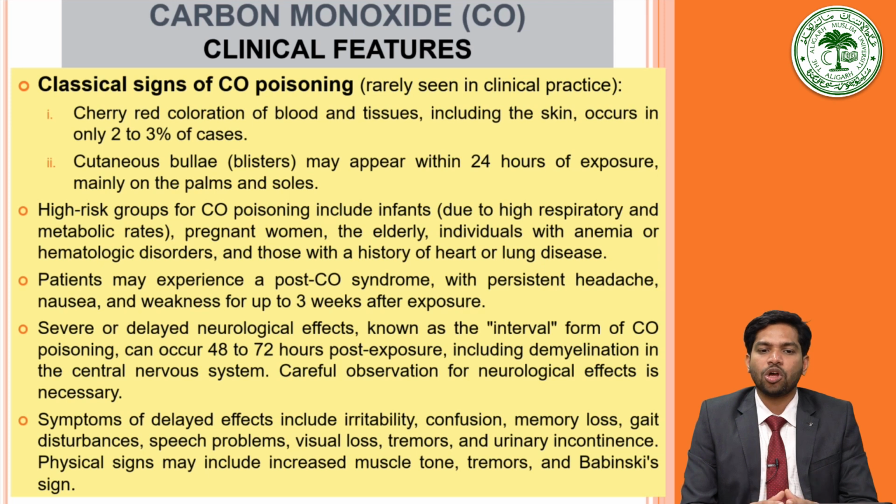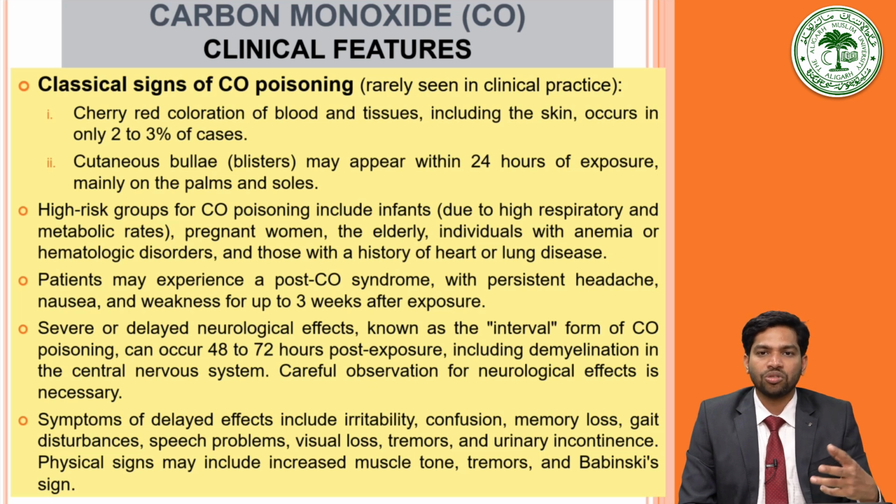Severe or delayed neurological effects, known as the interval form of carbon monoxide poisoning, can occur 48 to 72 hours after the exposure, including demyelination that we saw in carbon monoxide induced encephalopathy in the central nervous system. Careful observation for neurological deficit is a necessity. Symptoms of the delayed effects include irritability, confusion, memory loss, gait disturbances, speech problems, visual loss, tremors, and urinary incontinence. Physical signs may include increased muscle tone, tremors, and Babinski signs. All these features are seen in cases of carbon monoxide poisoning.